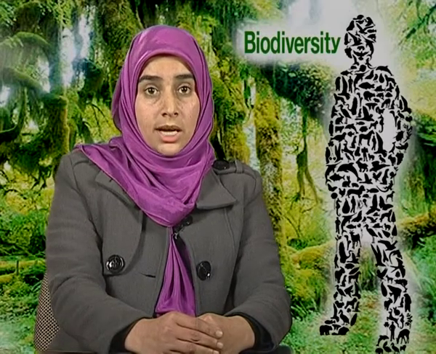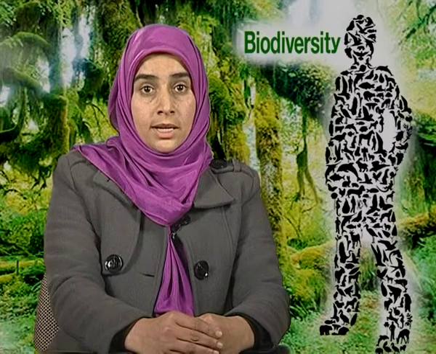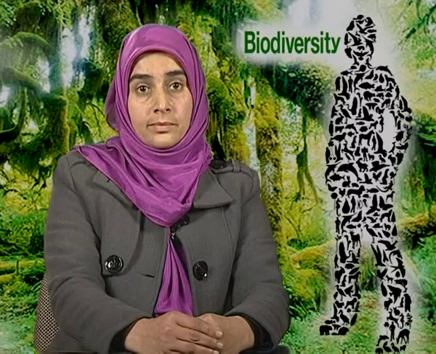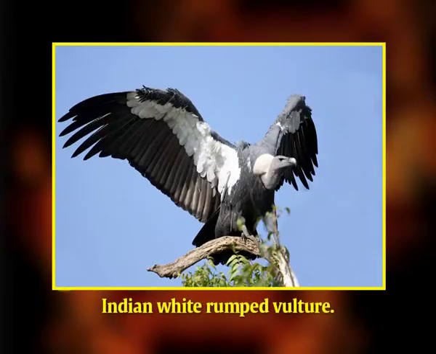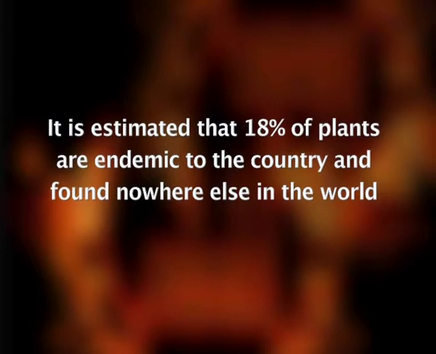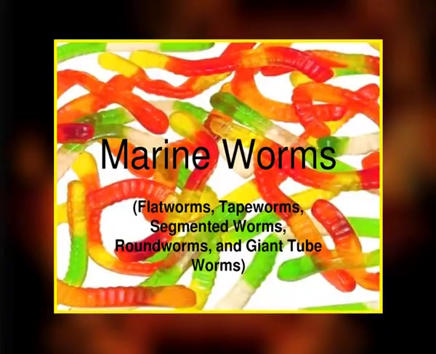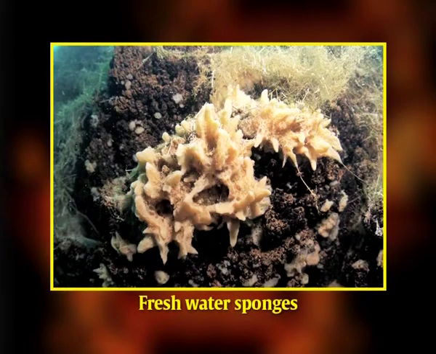According to the 1994 IUCN assessment, India contained 172, or 2.9%, of IUCN designated threatened species. These include the Asiatic Lion, the Bengal Tiger and the Indian white-rumped vulture. It is estimated that 18% of plants are endemic to the country and found nowhere else in the world. High endemism has also been recorded for various groups of insects, marine worms, centipedes, mayflies and freshwater sponges.